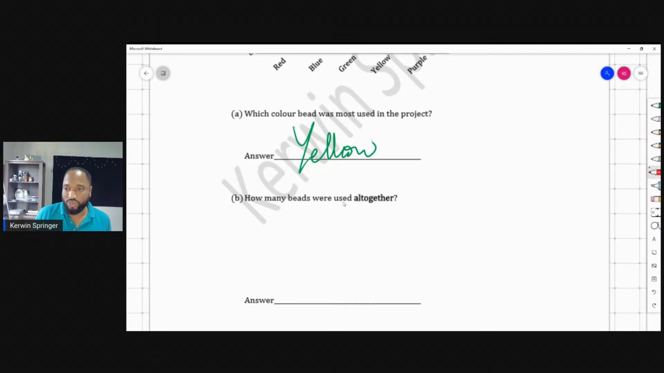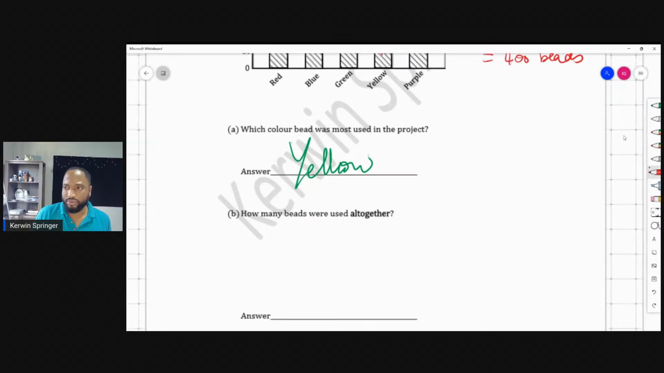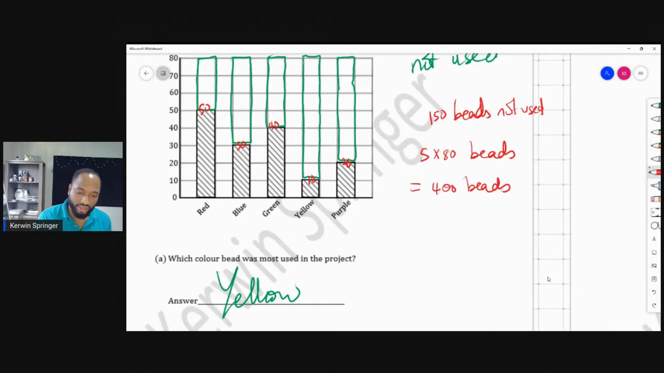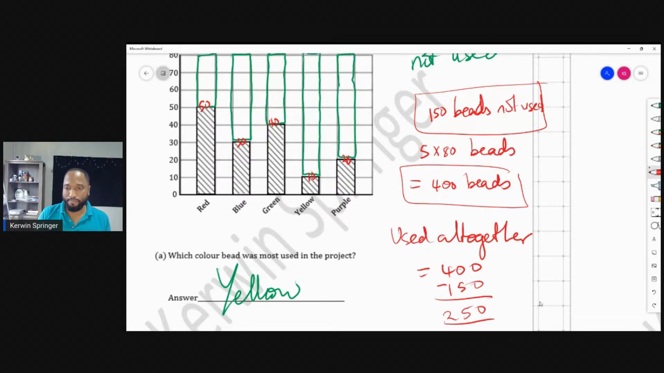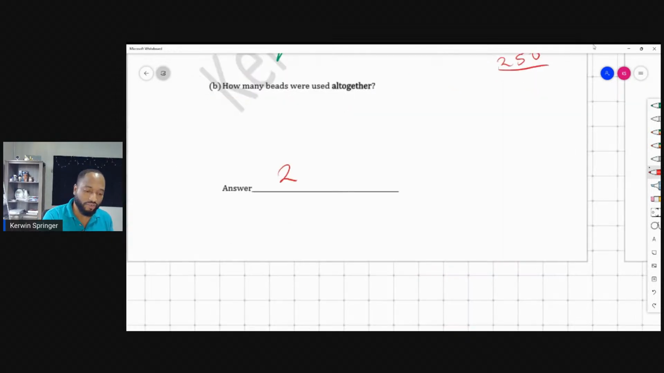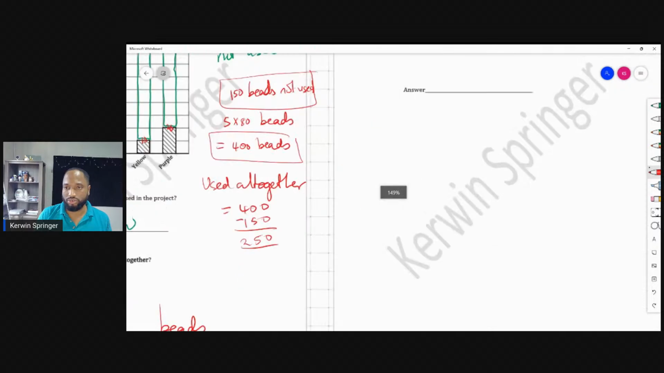How many beads were used all together? So used all together, there were 400 beads in all, 150 beads not used. Used all together would be the 400 you started off with minus the 150 you didn't use, which gives me 250 beads were used all together. 250 beads is great.